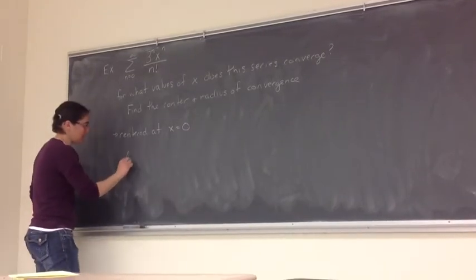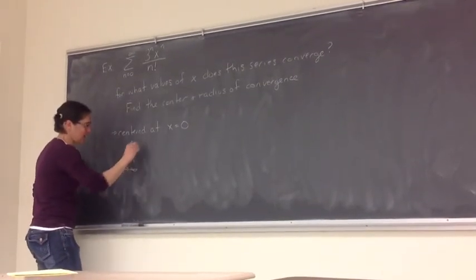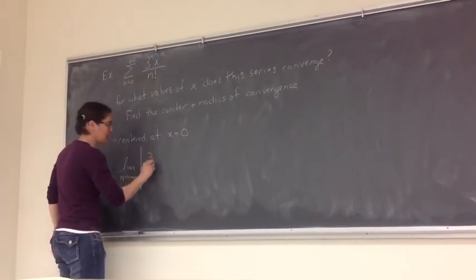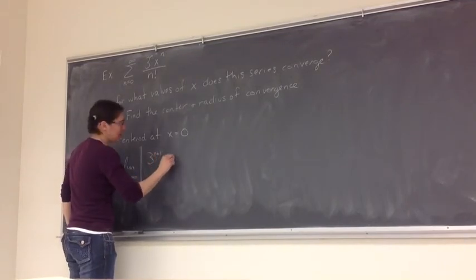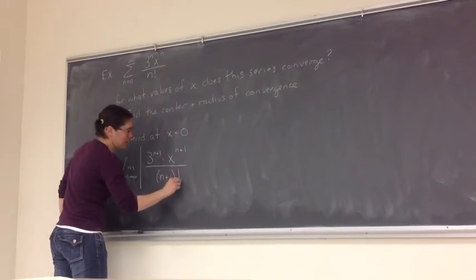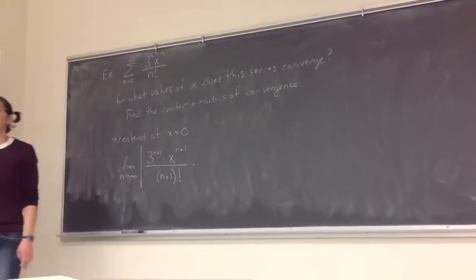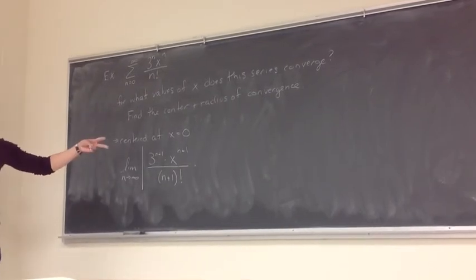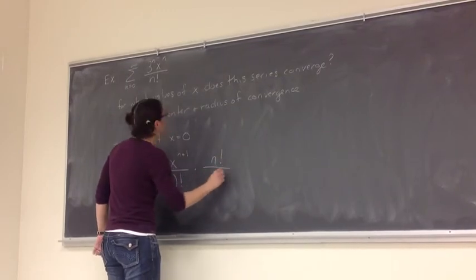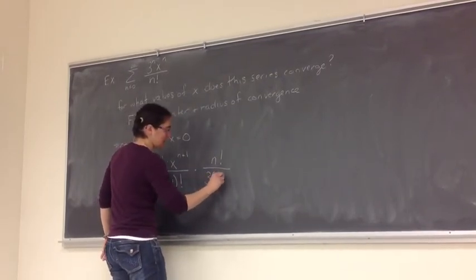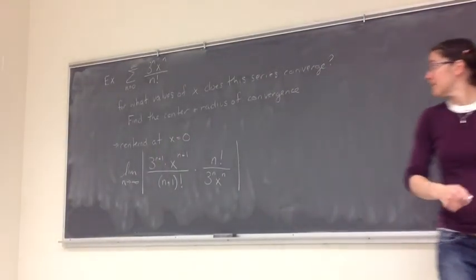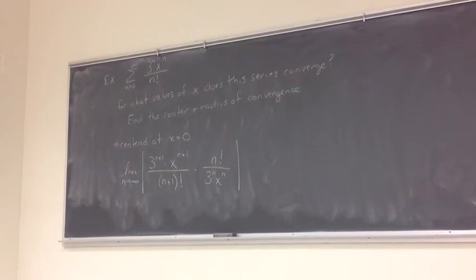Okay, so I'm going to write down my limit as n goes to infinity. And I'll plug in my n plus first term, so I've got 3 to the n plus 1 times x to the n plus 1 divided by n plus 1 factorial. And then I'm going to divide by the nth term, but that's the same thing as multiplying by the reciprocal, so I'm not going to bother writing that first line. And I'll just have times n factorial over 3 to the n times x to the n. Any questions about writing that part down?